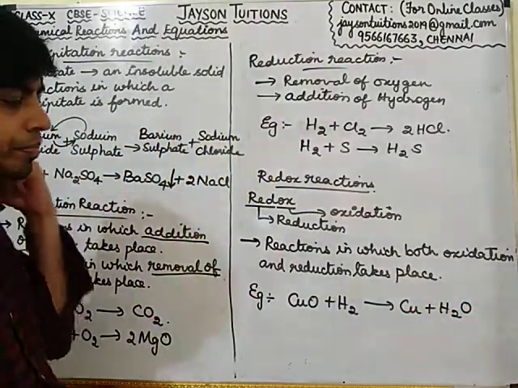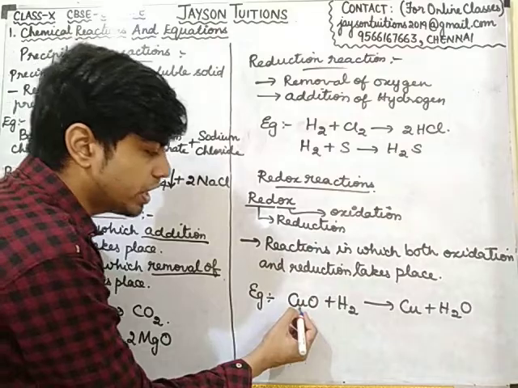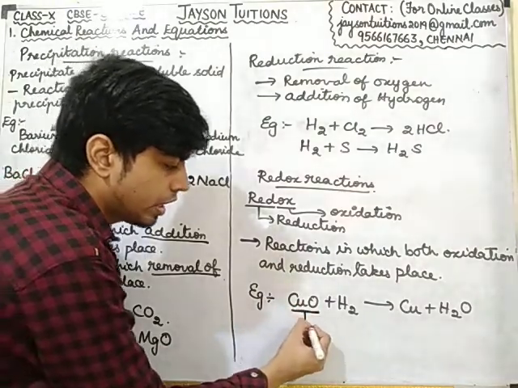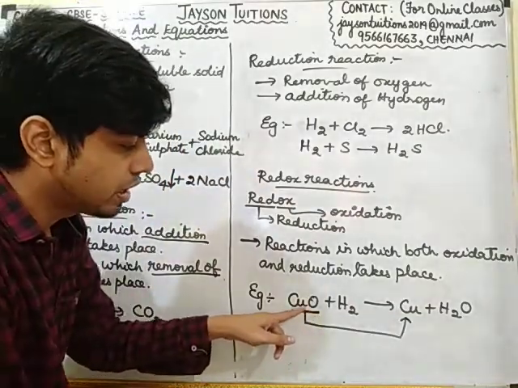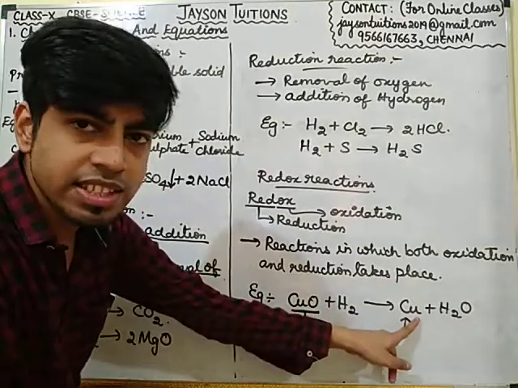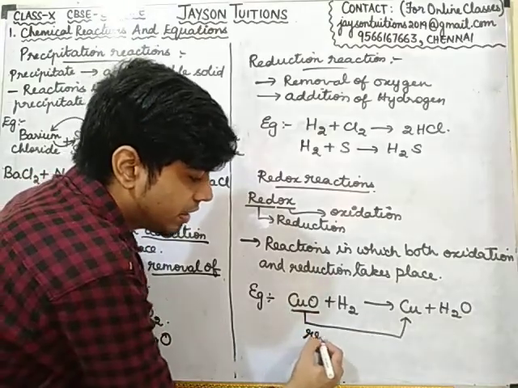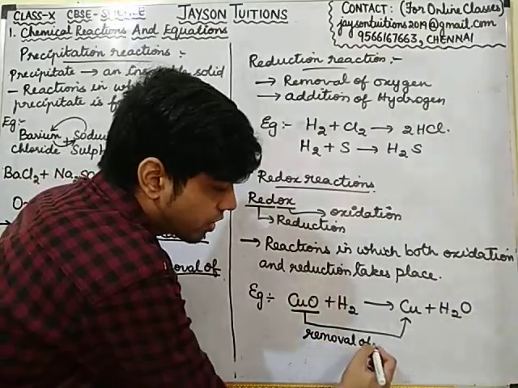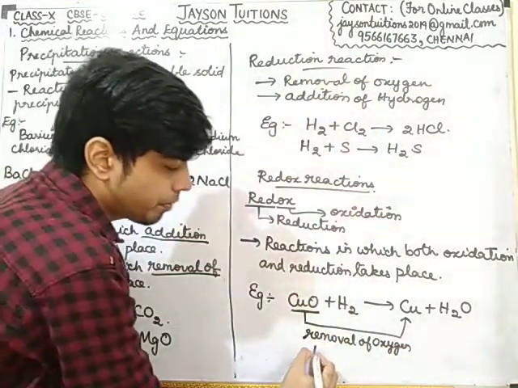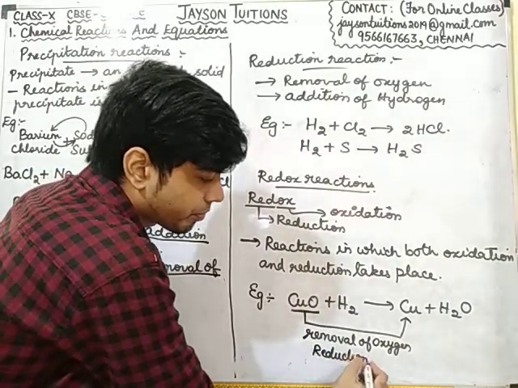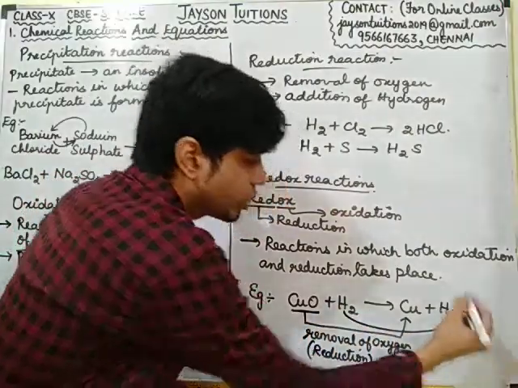Okay, see here, I will tell why it is an example for a redox reaction. Here you can see CuO is getting converted into Cu. CuO is there, but here oxygen is missing. Oxygen is removed, so in this step there is removal of oxygen. Removal of oxygen means it is the reduction step.